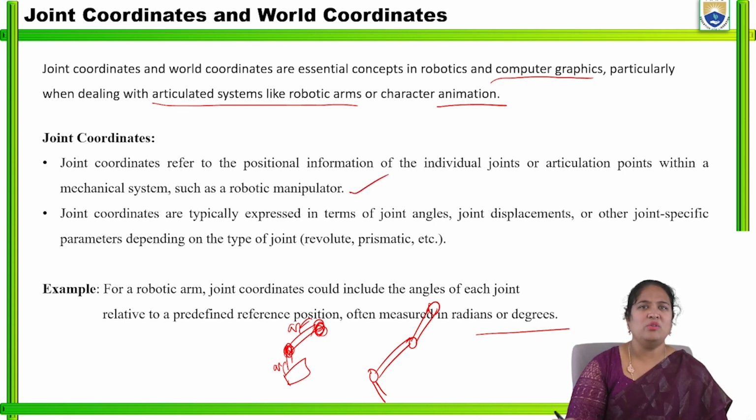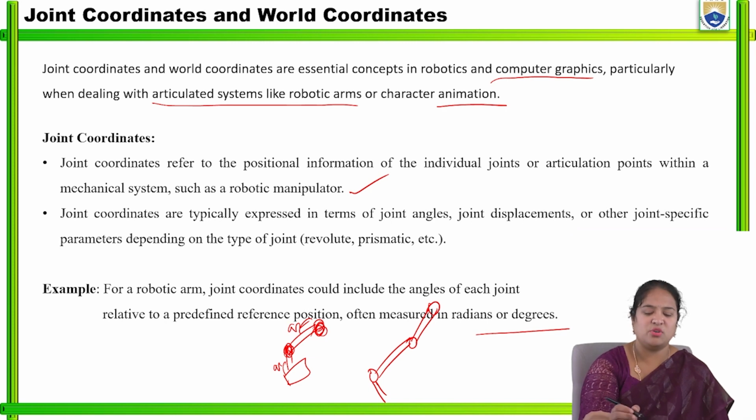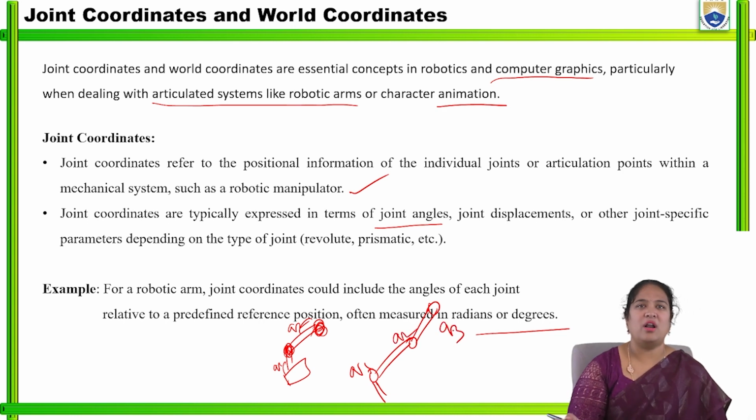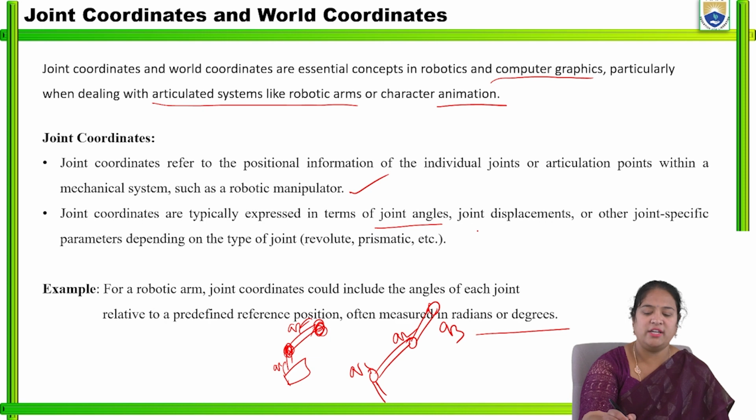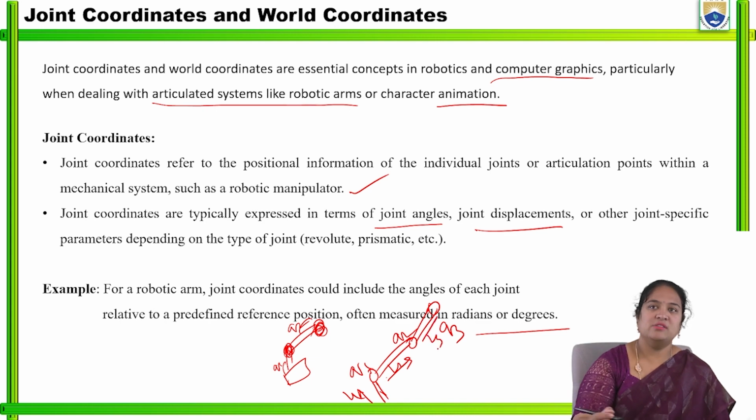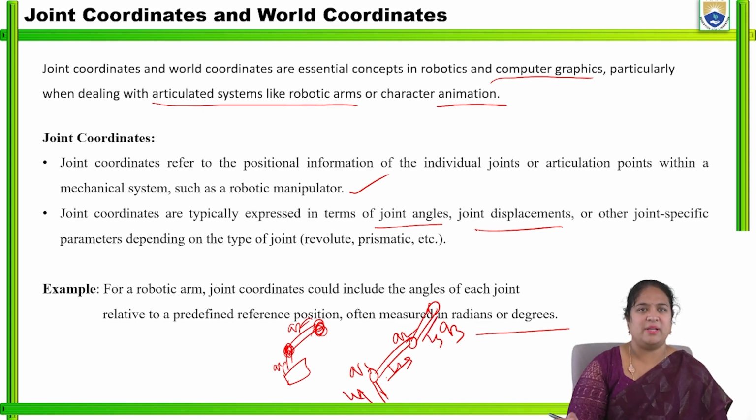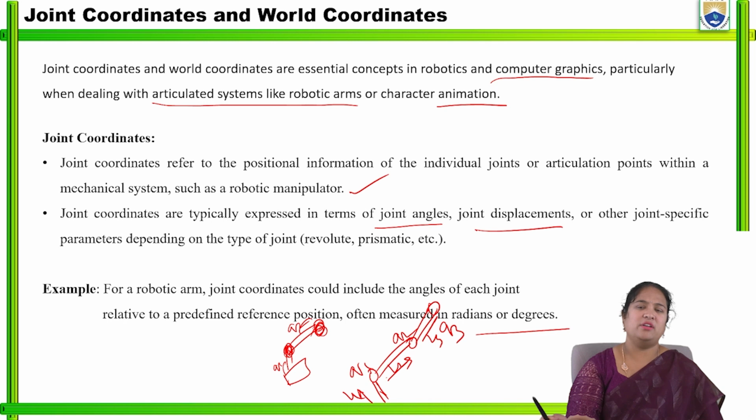Right? The joint coordinates are typically expressed in terms of joint angles, as we have seen: Q1, Q2, Q3. All these are called joint coordinates or joint displacement. Joint displacement means what? We have taken L1, L2, L3. So these are called joint displacements, right? Or other joint-specific parameters that depend upon revolute or prismatic joints, which we will see in the next slide. Right, so this is known as the joint coordinate system.